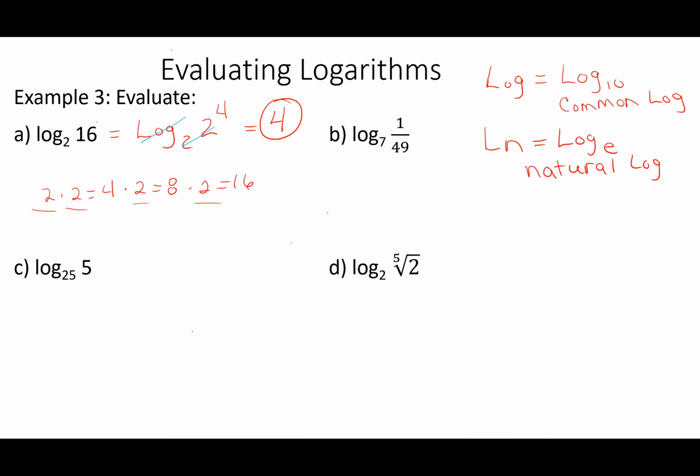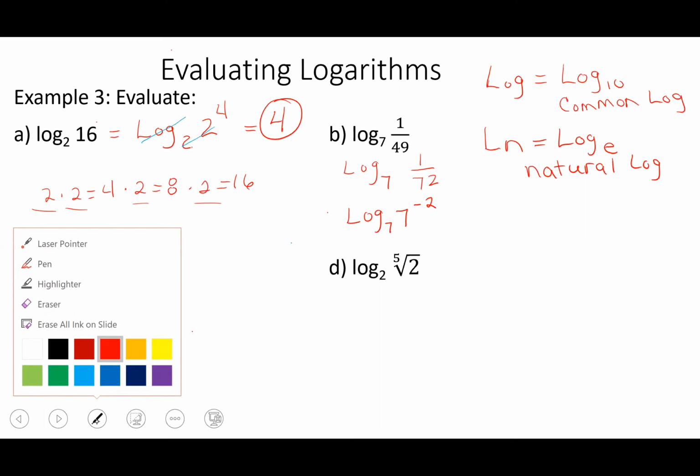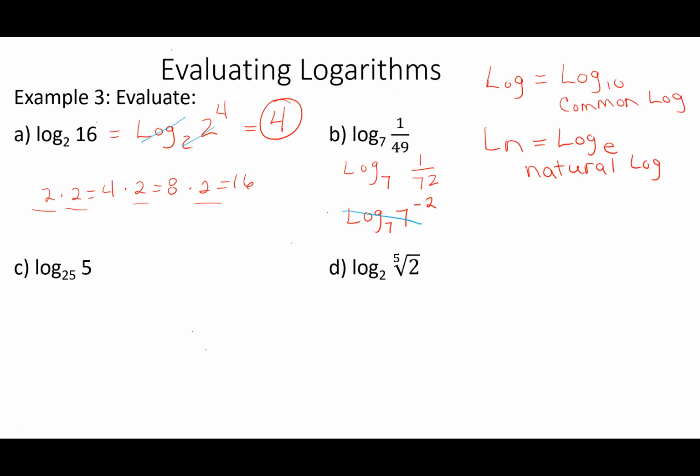Okay. Log base 7 of 1 over, now 49 is 7 squared. But I don't have the 7 up top where I need it. So remember, if it's in the bottom, you can move it to the top, but you change your exponents. Cancel, and you're left with your answer of -2.